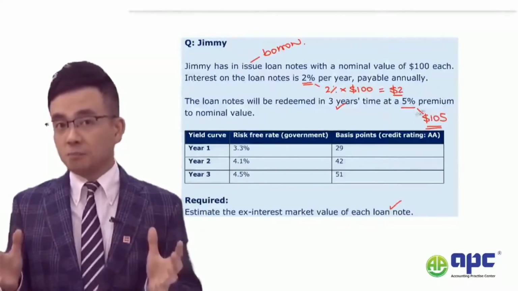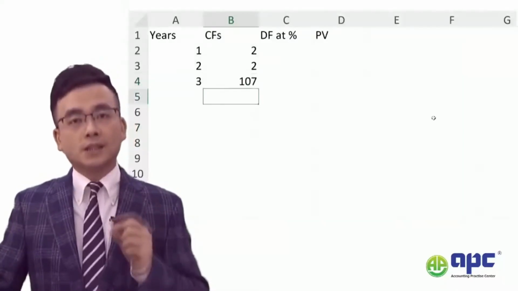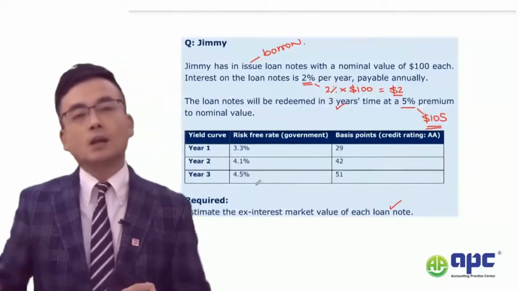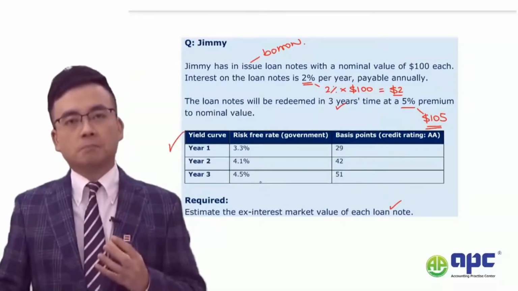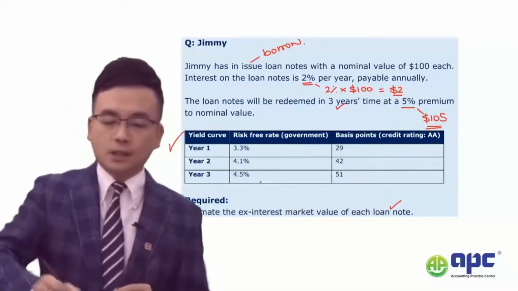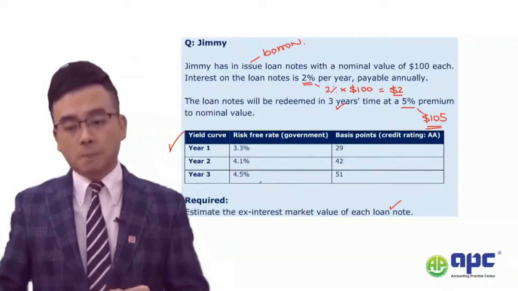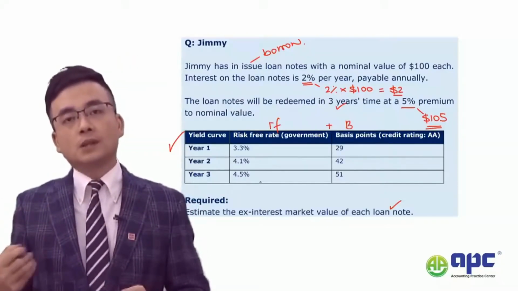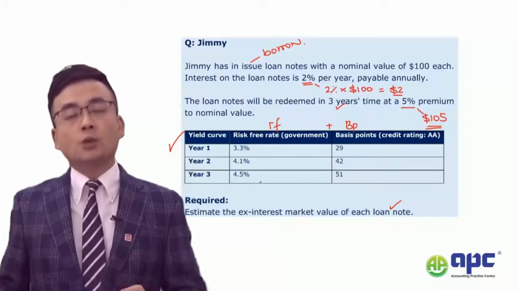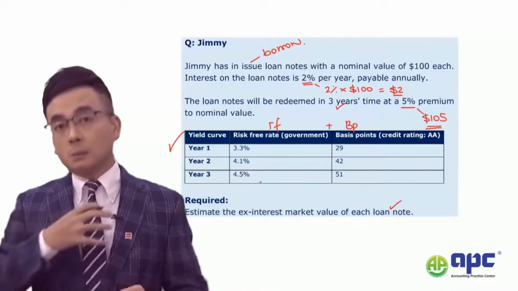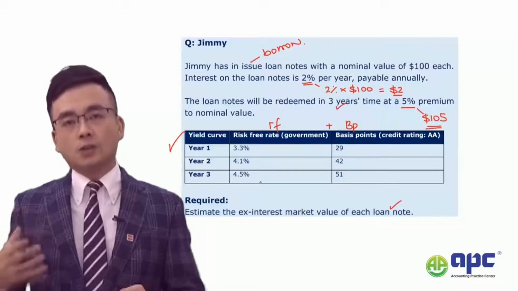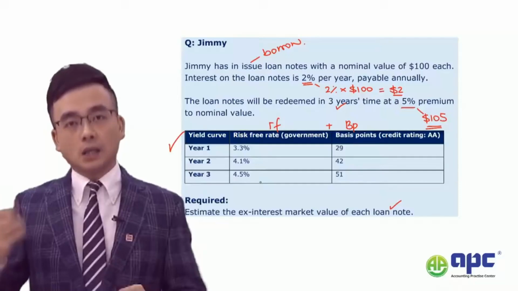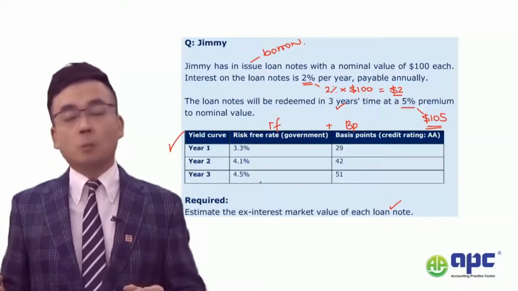Okay, that's it. However, in this exam, you are very likely to be given the yield curve to determine the discount rate. Very straightforward. You simply take the risk-free rate from the government and add the basis points, which means the credit risk premium, to reflect the fact that a business borrows money given its own specific risk, so the bank will charge a higher interest rate. And that's reflected in the form of a premium.